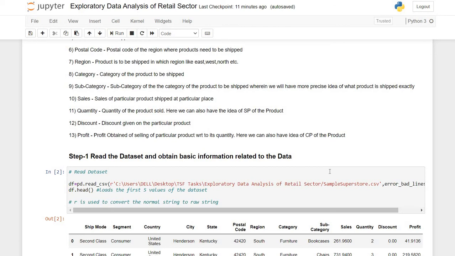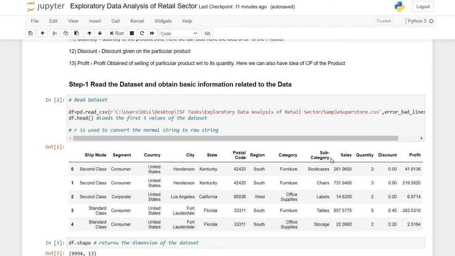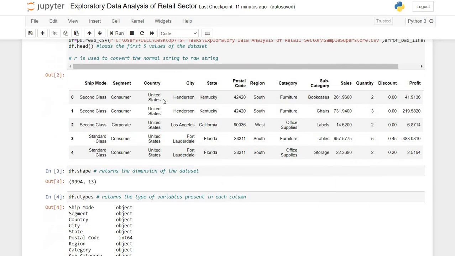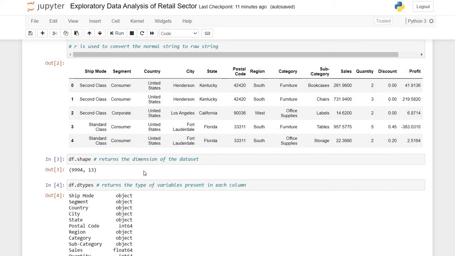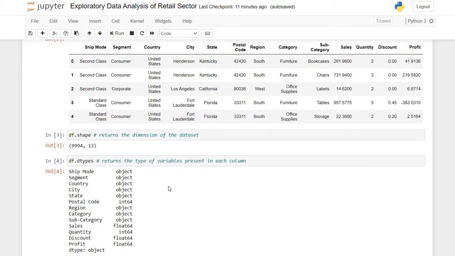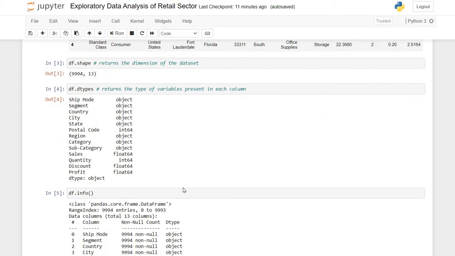In any task of exploratory data analysis, there are certain steps involved. The first step is to read the data set and obtain basic information related to the data. I'll use a data frame and read the CSV file by passing the path parameter, and I'll visualize the data using df.head. I find the rows and columns present in the data using df.shape, and the data types present in each column using df.dtypes.